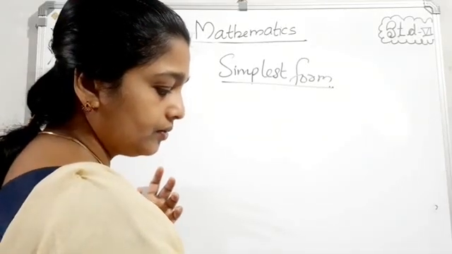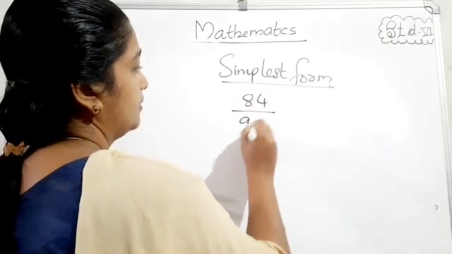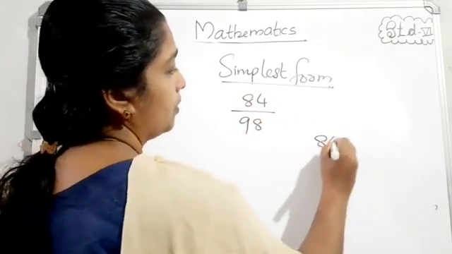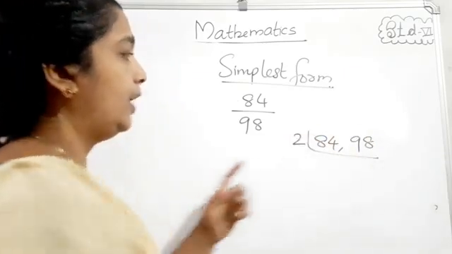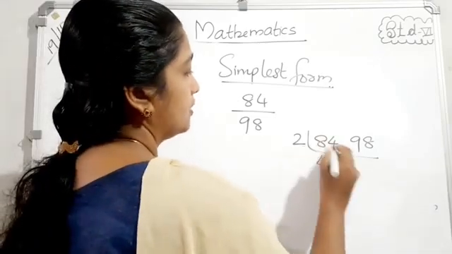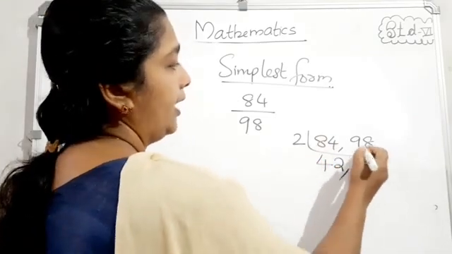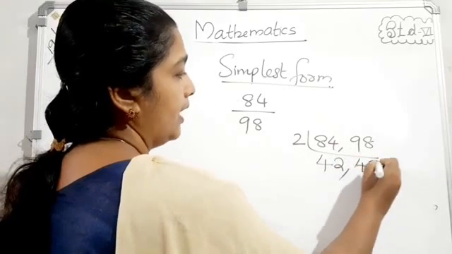Next one. 84 by 98. So 84 comma 98. First, 2. 84 by 2, say the answer. 42. And 98 by 2 equals 49.